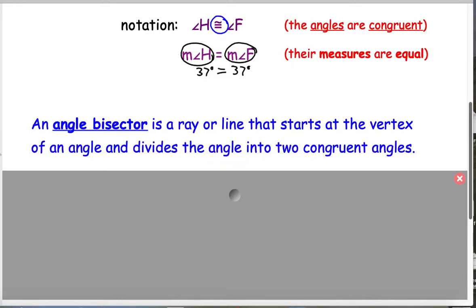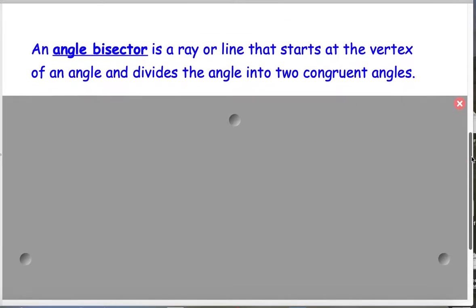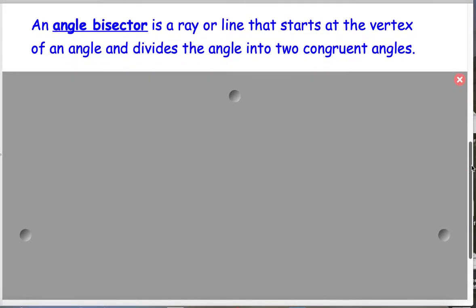All right, so now let's focus on an angle bisector. We've already talked about a midpoint of a segment. A midpoint cuts a segment into two congruent segments. An angle bisector has the same idea. An angle bisector is going to be a ray or a line that starts at the vertex of an angle and divides the angle into two congruent angles. So the rest of the time I'm going to go through some examples to make sure you understand the connection here.